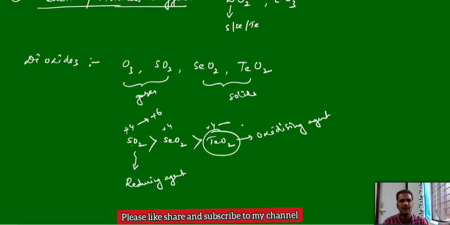Why? Because tellurium cannot go to the +6 oxidation state. This is not possible. Why? It is more stable in the +4 state only, the lower oxidation state. So tellurium dioxide preferably acts as an oxidizing agent. Sulfur dioxide is a reducing agent, but it also acts as an oxidizing agent. It has both properties, but tellurium dioxide is only an oxidizing agent. So reducing nature decreases. If they ask the reducing nature order, it decreases from sulfur dioxide to tellurium dioxide.